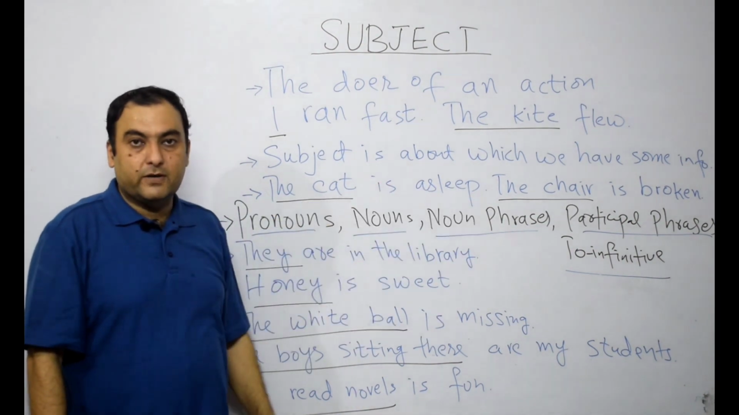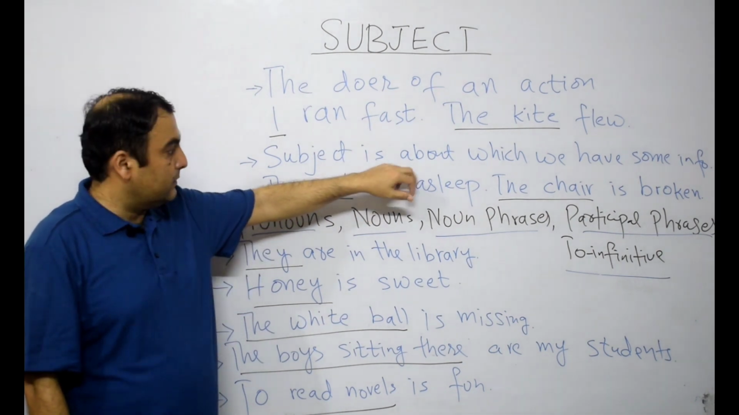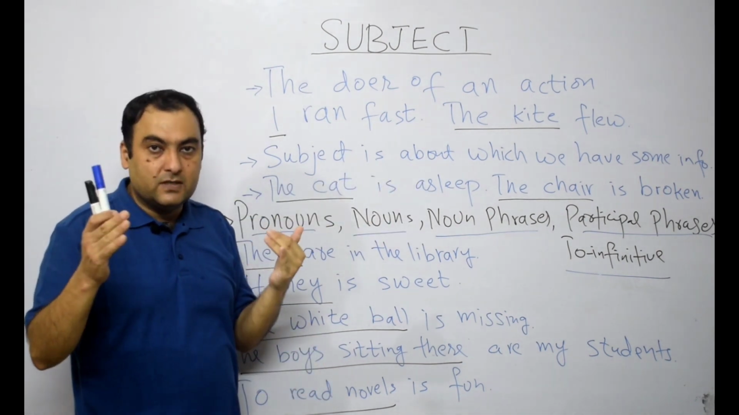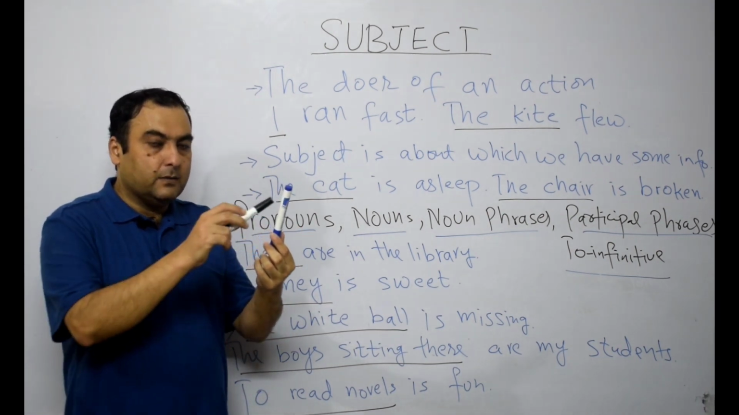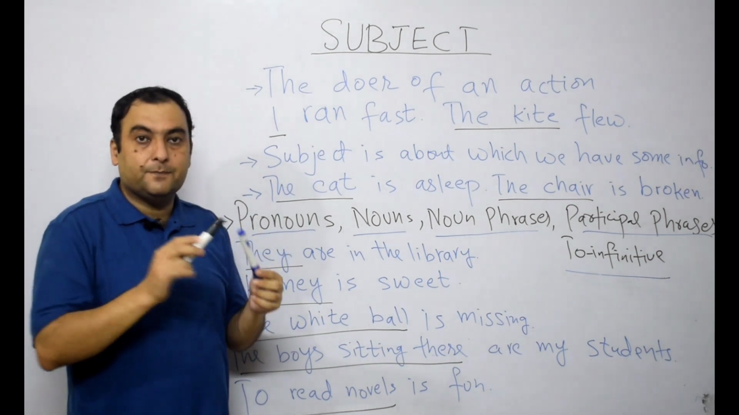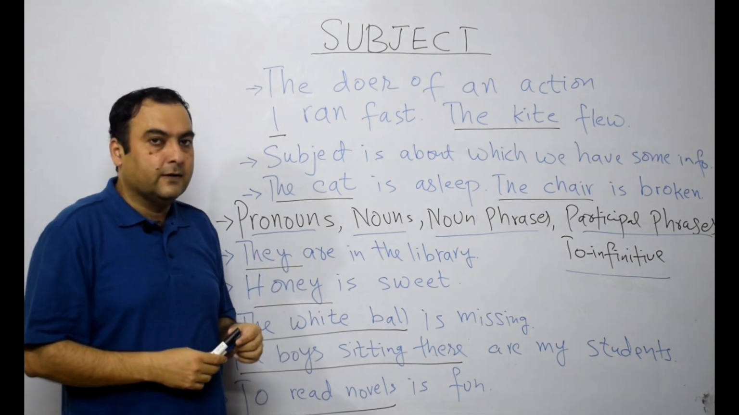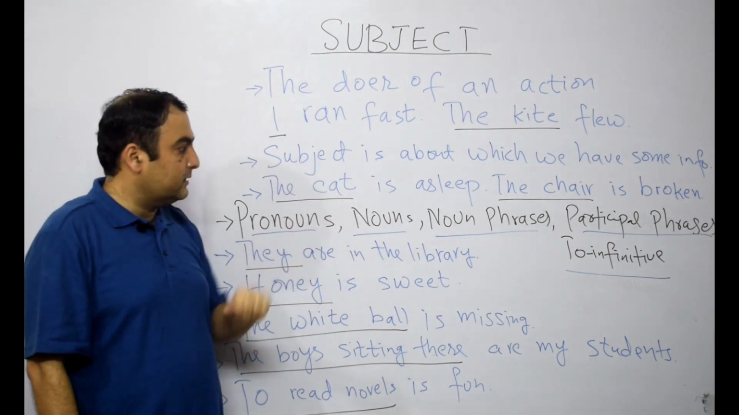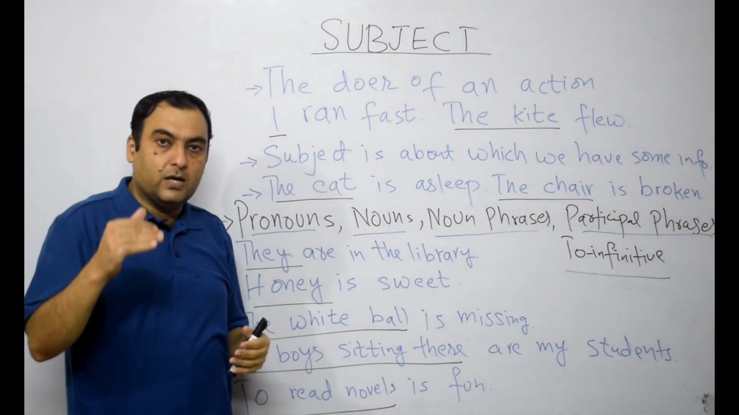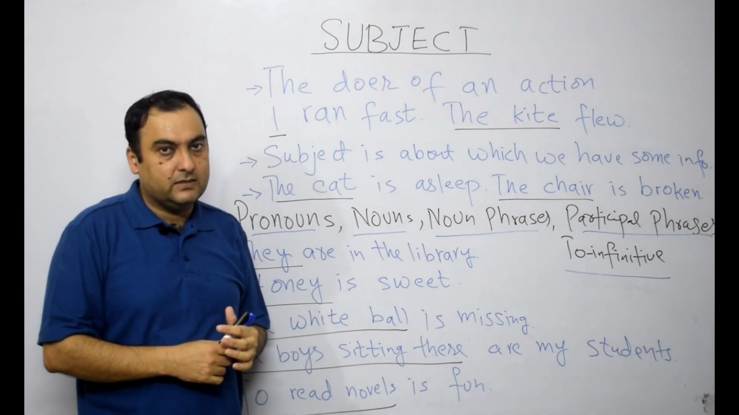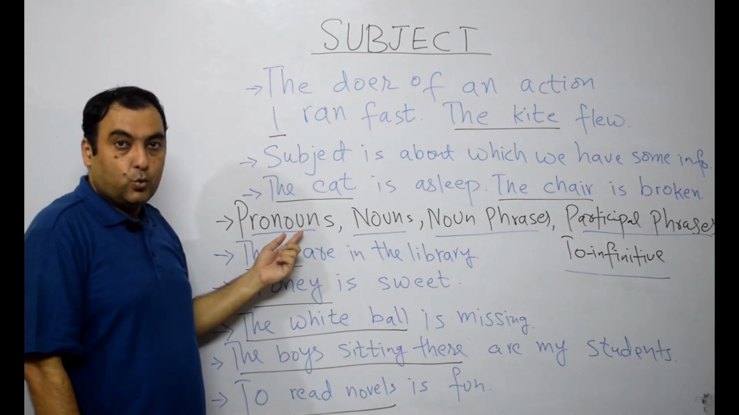Or the chair is broken, for example. So the chair is not doing any action. So then we have this definition. The subject is something about which we have some information. Or if, for example, I say the marker is blue, the marker is black. So the marker is the subject and we have some information about this marker. So this is another definition of subject. Subject is the doer of an action, and subject is something or someone about which we have some information in a sentence.